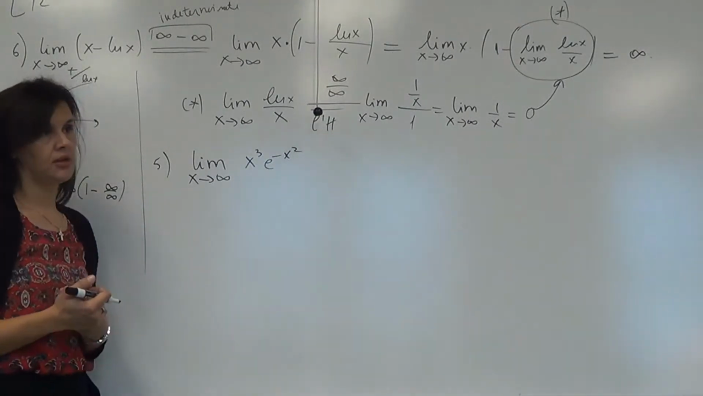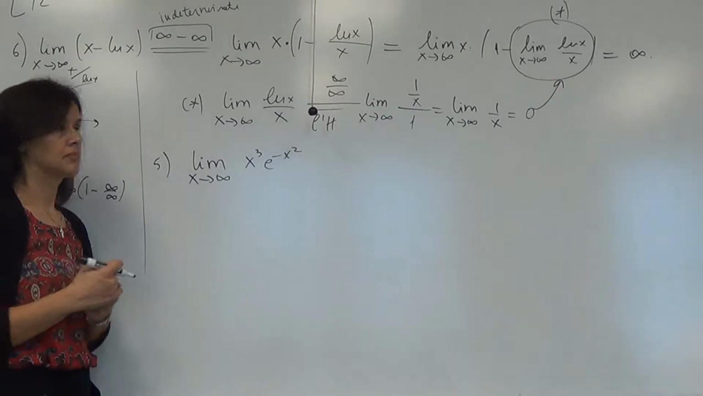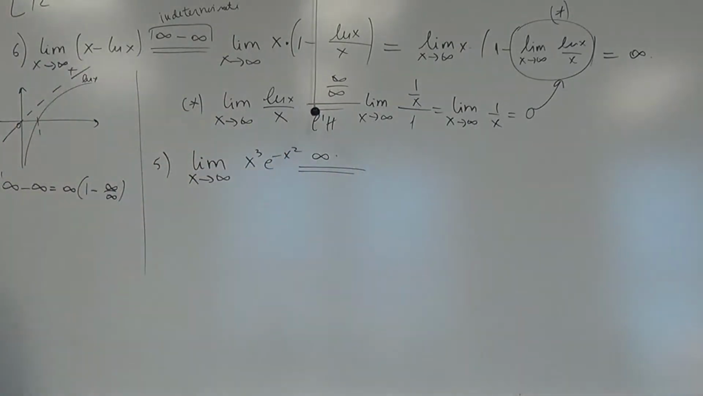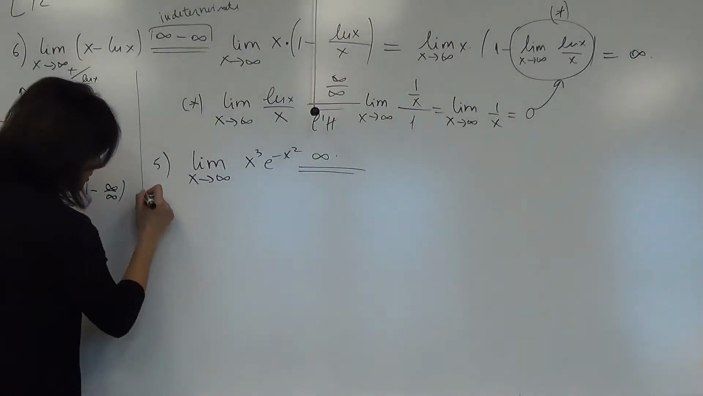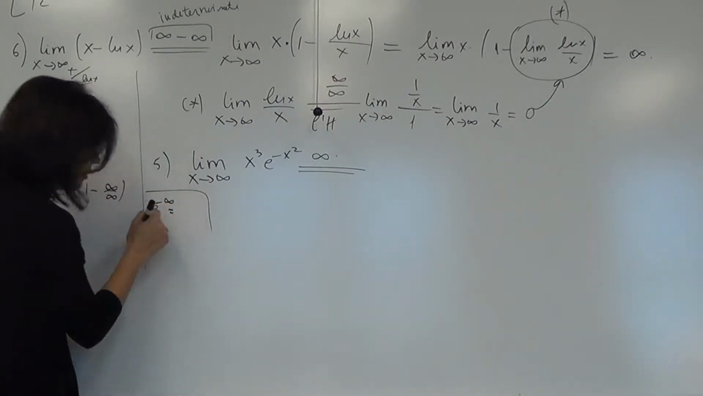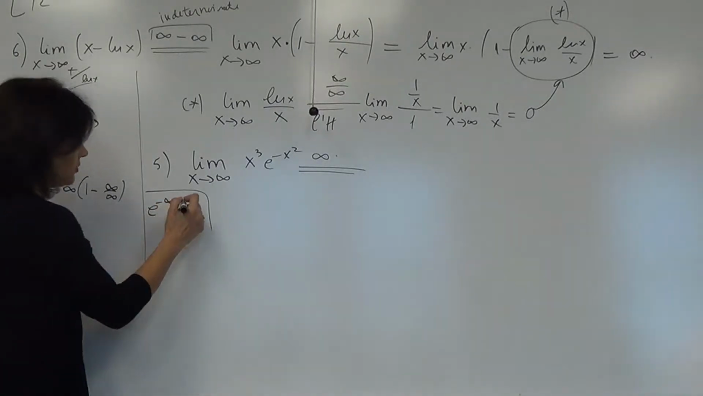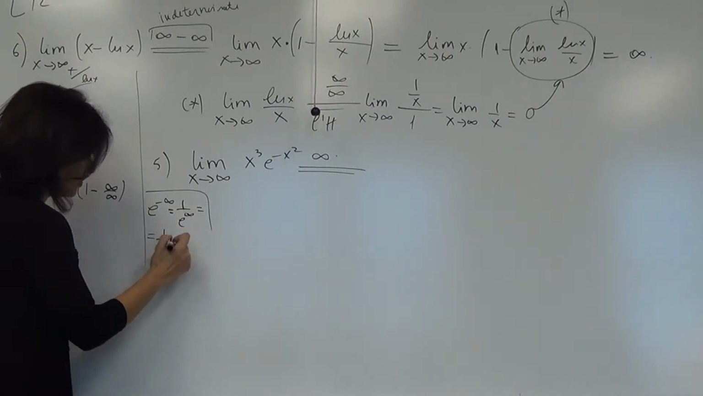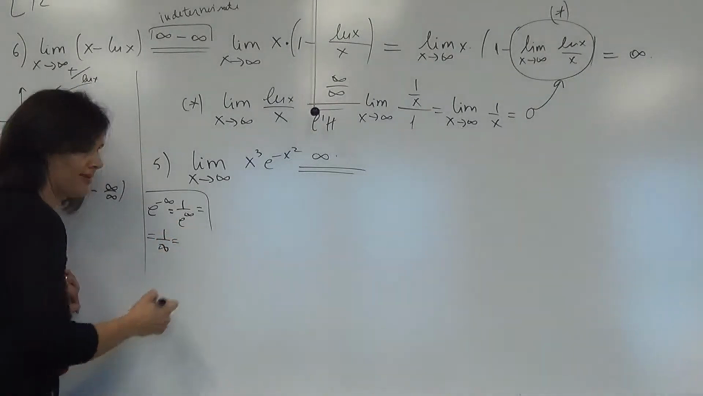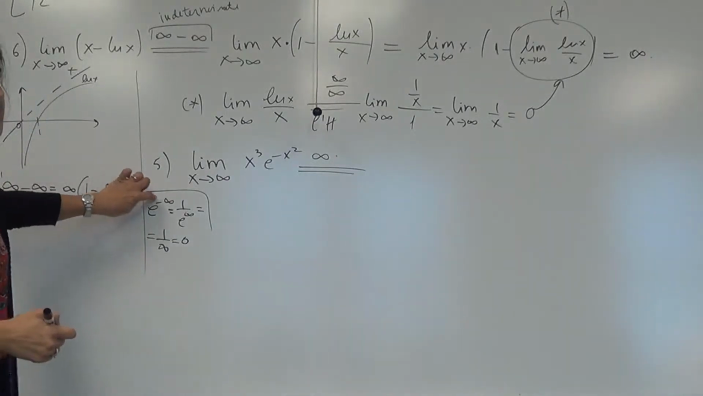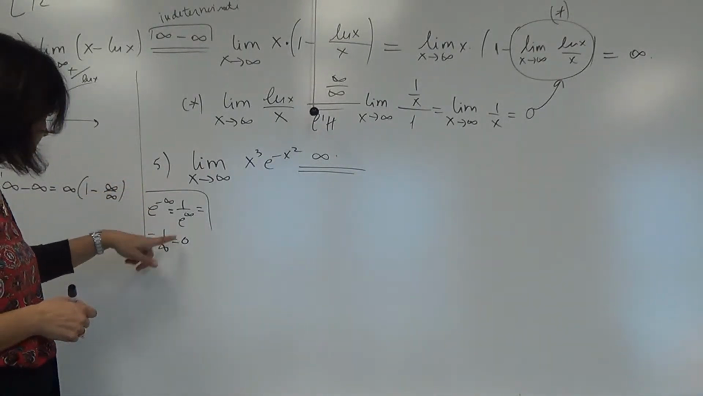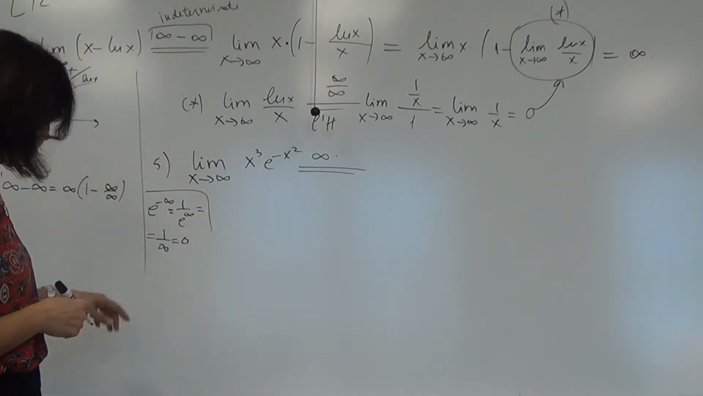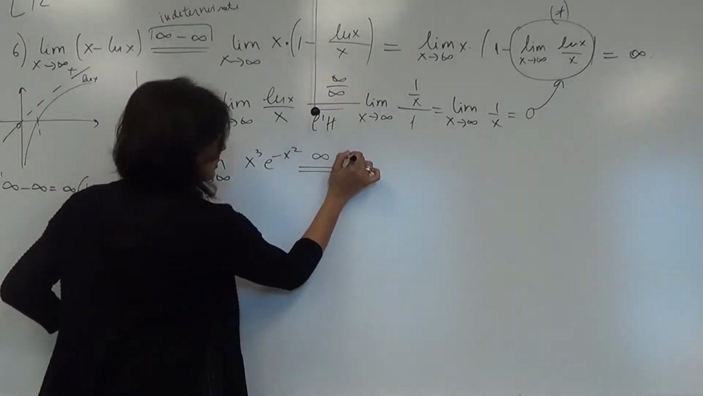Limit as x goes to infinity of x cubed e to negative x squared. When x goes to infinity, what do you have? Infinity times, and what is e to negative infinity? Change it to a positive exponent, so it will be 1 over e to infinity, which is 1 over infinity, which is 0. When you have a negative exponent, change it to a positive exponent. e is more than 1, so a base more than 1 raised to a large number will be a large number. So this is 0.